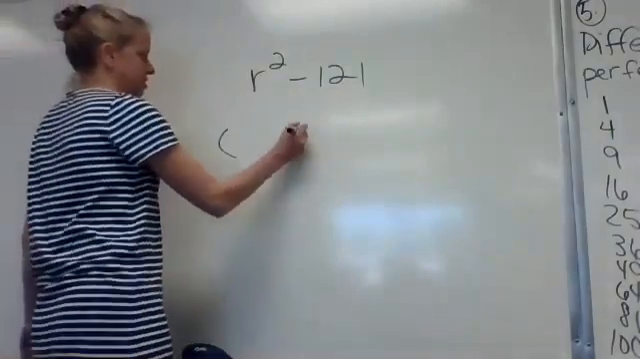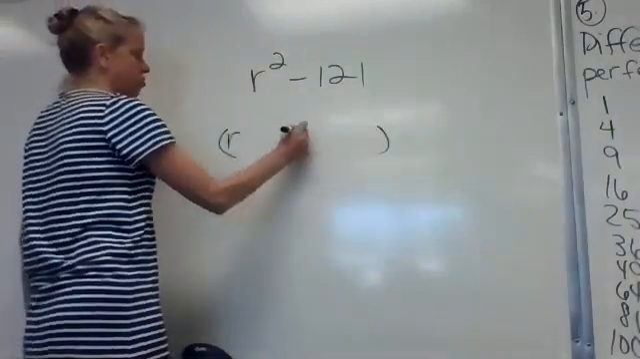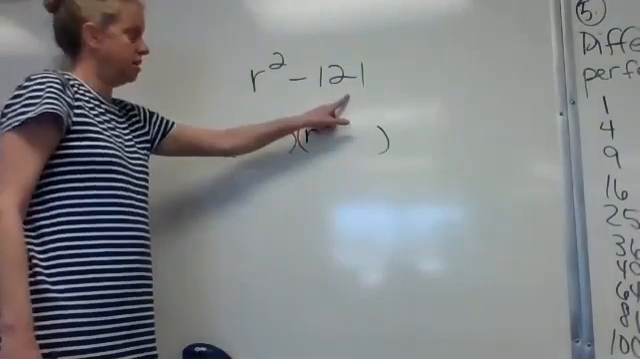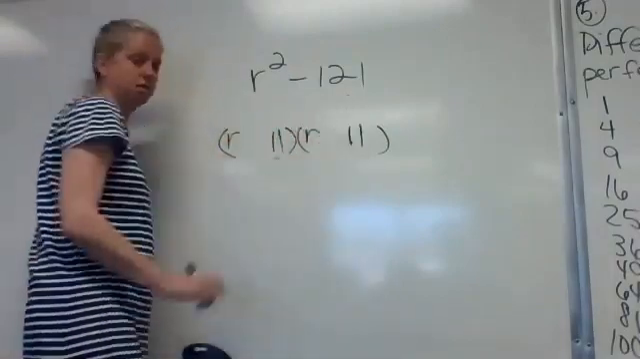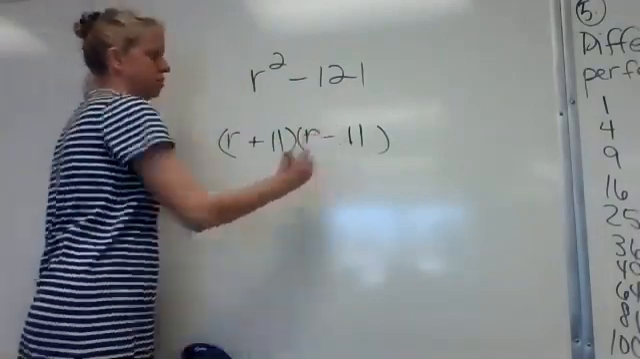So I can factor this. R and R for R squared. We just found 11 and 11 gives me 121. One plus, one minus.